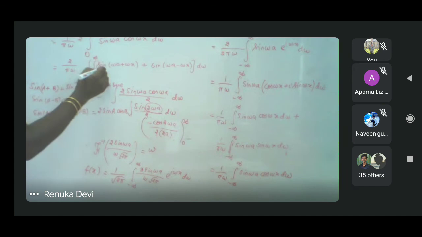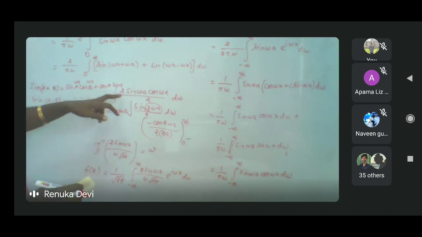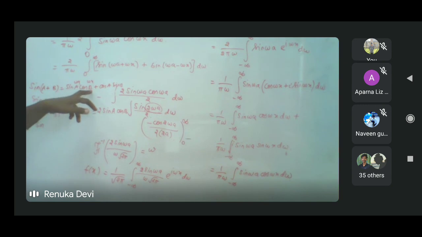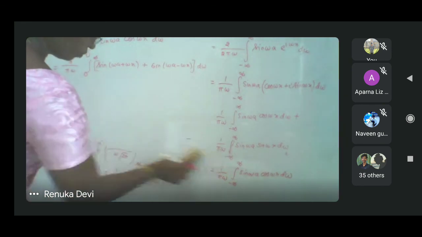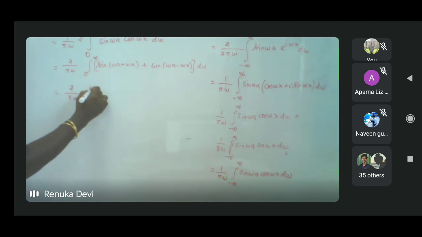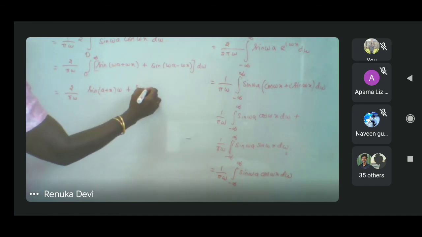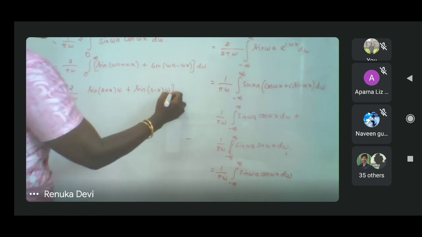We have the same procedure as we have done previously. Sin A plus B will be sin A cos B plus cos A sin B, and sin A minus B will be sin A cos B minus cos A sin B. I have taken A as WA and B as WX. So what will this be? Twice by pi W, the integral of sin of A plus x into W, plus sin of A minus x into W, d W.